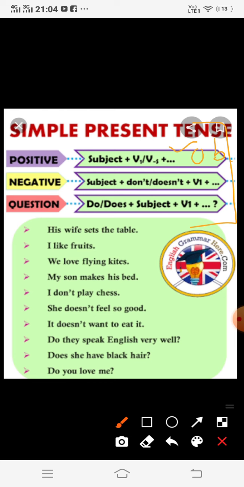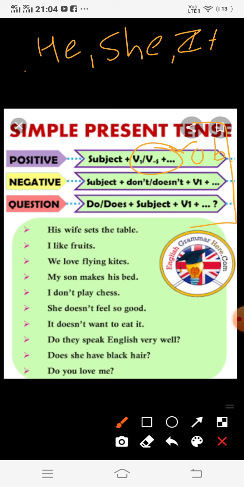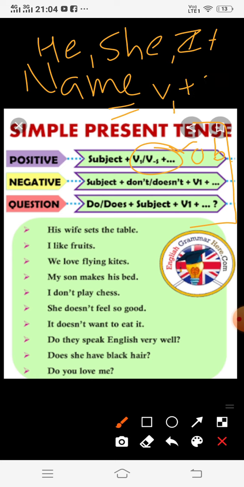Few examples are given over here. You can note it down. His wife sets the table. Here I want to tell you one thing first. With he, she, it, name, we always use first form plus s or es. His wife. Who is his wife? She. Wife comes in the category of she. So that's why here set plus s means sets comes. His wife sets the table.